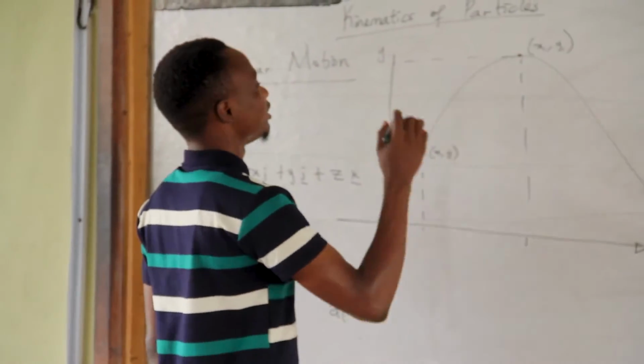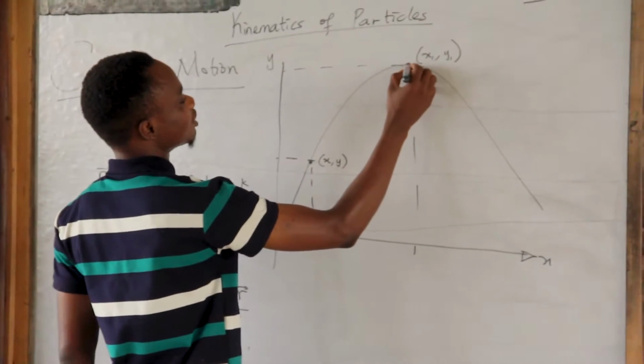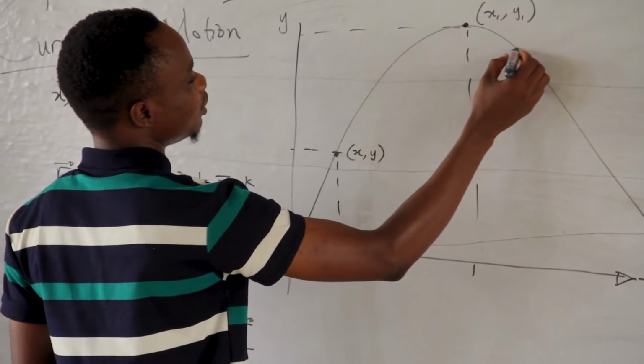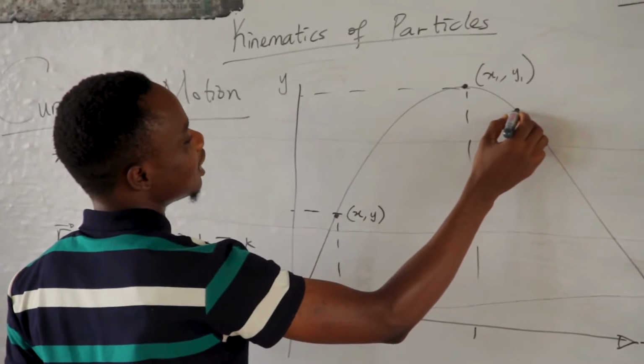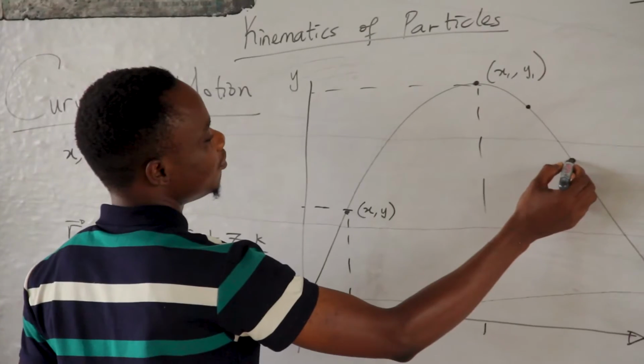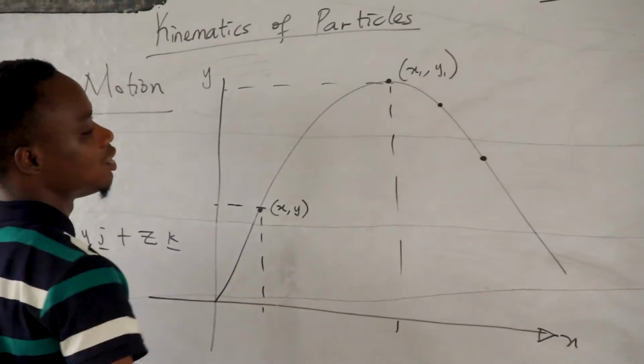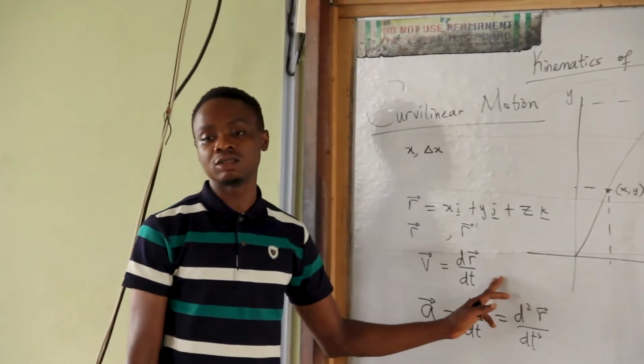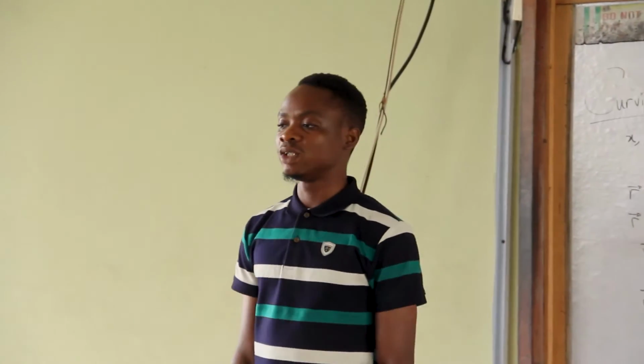But the direction of the velocity is always tangent to the path followed by the body. That is the velocity vector. If I evaluate the velocity at this point, it is going to be tangent to the path followed by the body. If I evaluate the velocity at this point, it will be tangent to the path followed by the body. So velocity is always in the tangential direction. Is that clear?